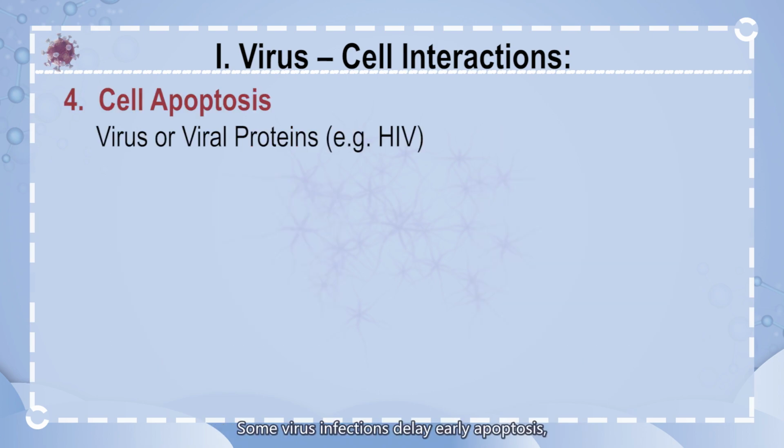Some virus infections delay early apoptosis, which allows time for the production of high yields of progeny virus. Additionally, some viruses actively induce apoptosis at late stages, which facilitates spread of progeny virus to new cells. For example, HIV induces the apoptosis of CD4 positive T cells, leading to cellular immune deficiency.